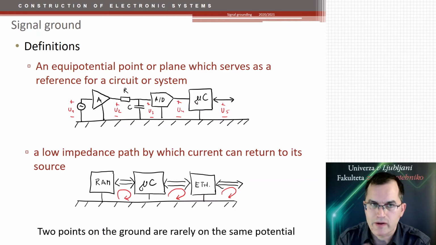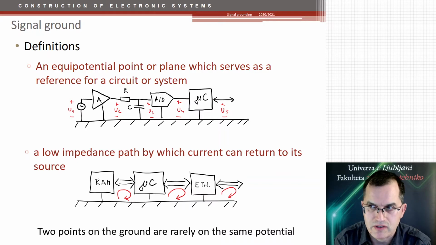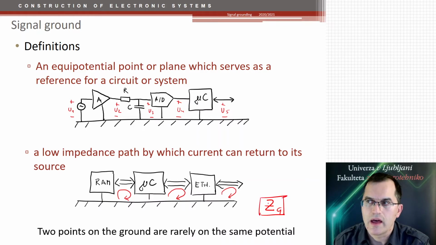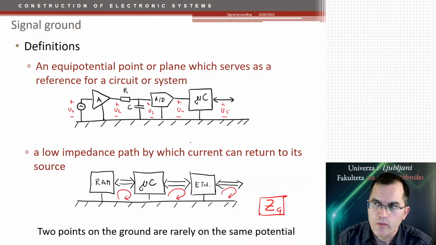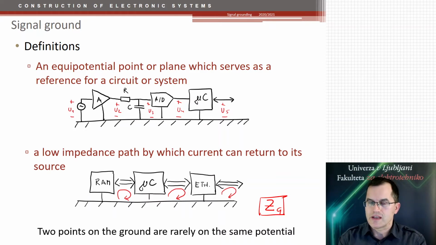Two points on the ground are never, or really rarely, at the same potential. So what we strive for is to minimize the impedance of the ground. And that would serve both main definitions of the ground: being an equipotential point, and serving as a low impedance path for all the return currents. Let me show you a few examples.